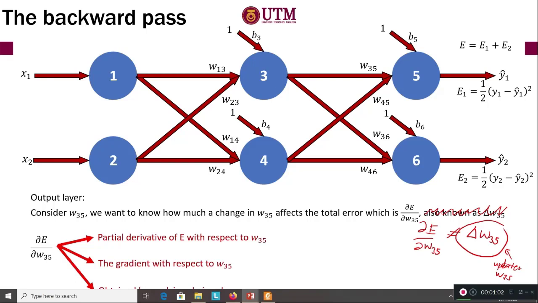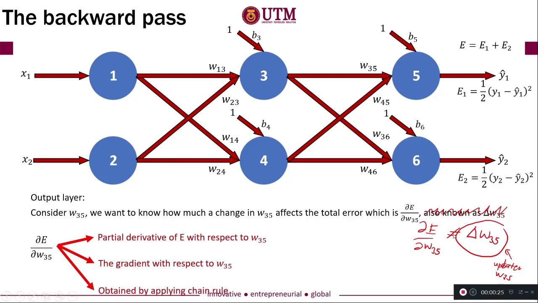Okay, this is the updater of W35. I will explain later what is meant by this. Actually, it's the delta rule's updater, the updater for your W35. This is another name for your del E over del W35, which is the partial derivative of E with respect to W35.